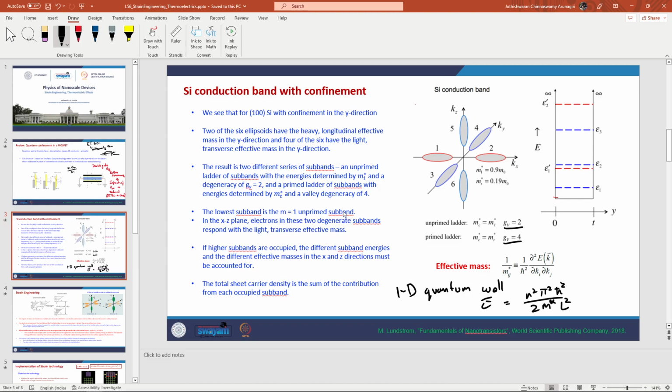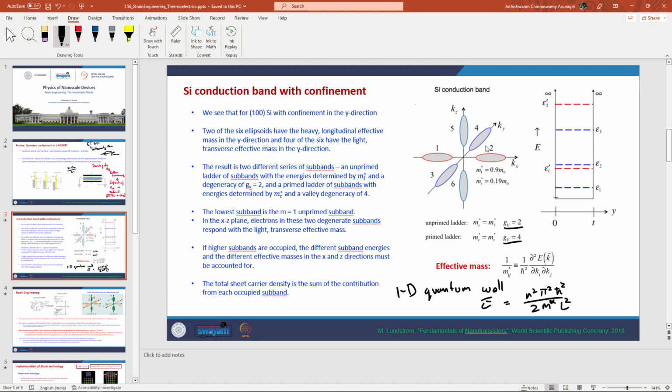Because of the formation of these subbands, the effective mass will also change, because the effective mass is given by the curvature, or the second derivative, of the E-k diagram. And the isoenergy surfaces are literally the E-k relations.